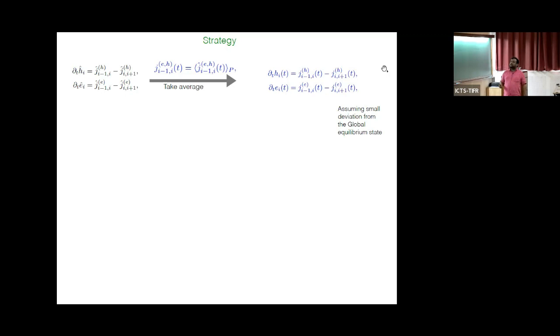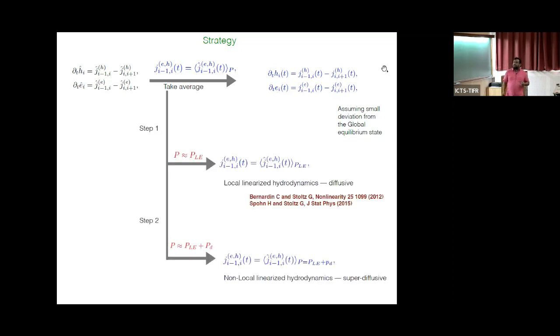Okay, so the strategy is we take averages, which is the strategy that is usually followed. You take the average of these currents in this state, put it in the continuity equation and get the equations for the average fields. In the first step, if we just do this approximation, the distribution is just given by the local equilibrium distribution. And since we are assuming small deviations, I am considering only the linear regime. In this linear regime, you get local linearized hydrodynamics, which will give you a diffusion equation. This is similar to the hydrodynamics that these papers have written, but if you consider only the linearized version and neglect the diffusion and the noise terms in their equation, then you get the same hydrodynamics.